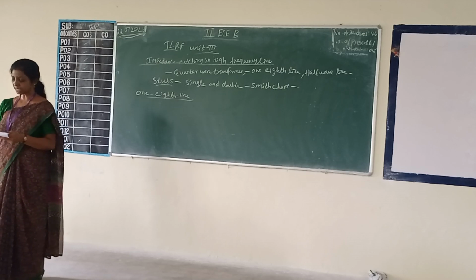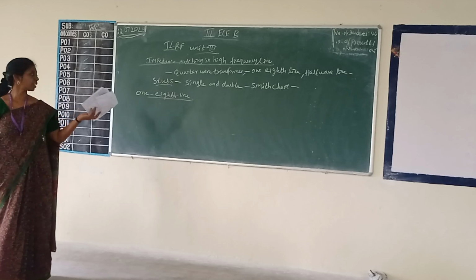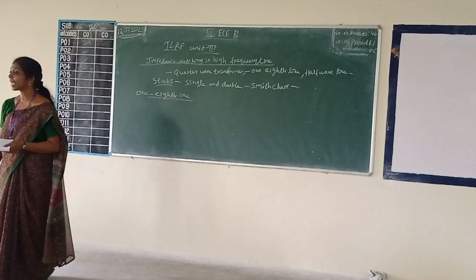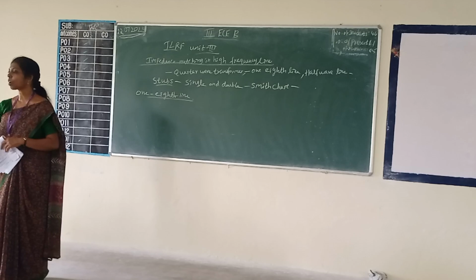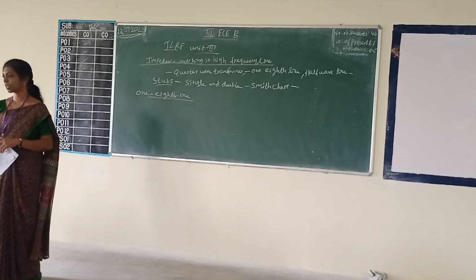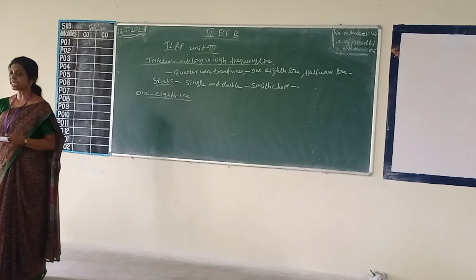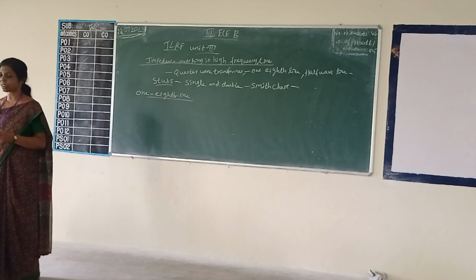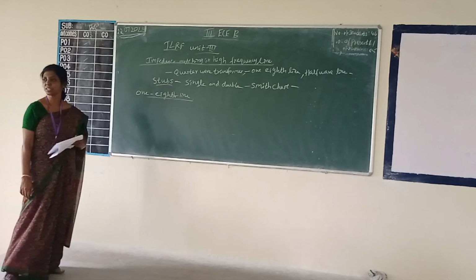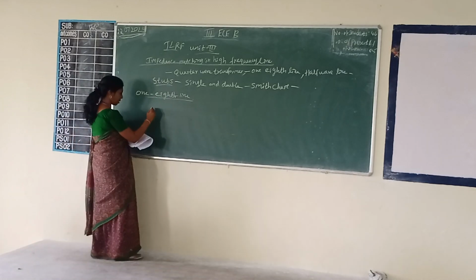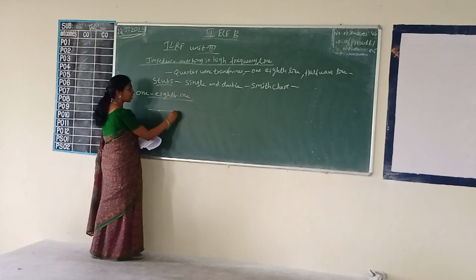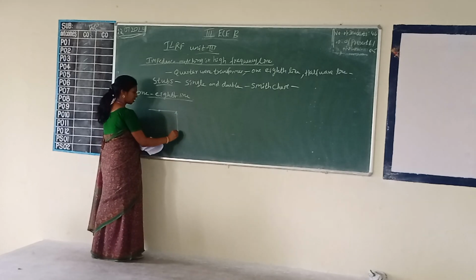Okay, note down. Consider a transmission line of length lambda by 8. If it is half, it means lambda by 2. Quarter means lambda by 4. Draw this diagram alone. The first diagram you already drew, right? The same diagram we are drawing again.